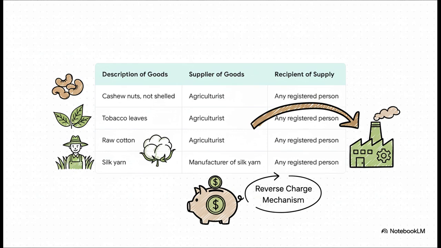See a pattern? Cashew nuts, tobacco leaves, raw cotton, what do they have in common? They're mostly agricultural products supplied by a farmer, an agriculturist. See what they did there? It's much easier to collect tax from one registered business buying the cotton than from hundreds of individual farmers who might not be registered. It's actually pretty smart.